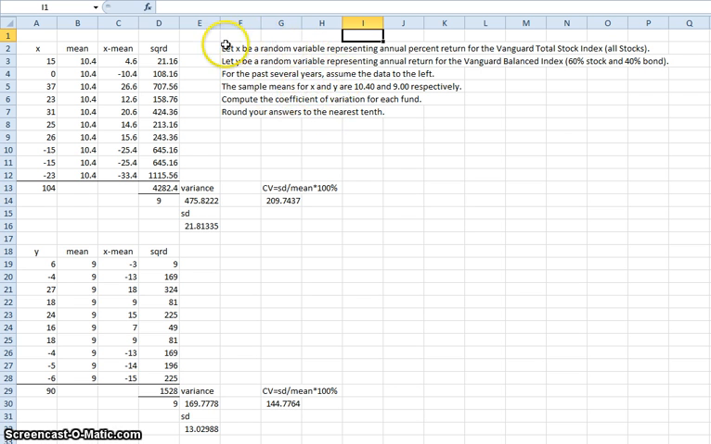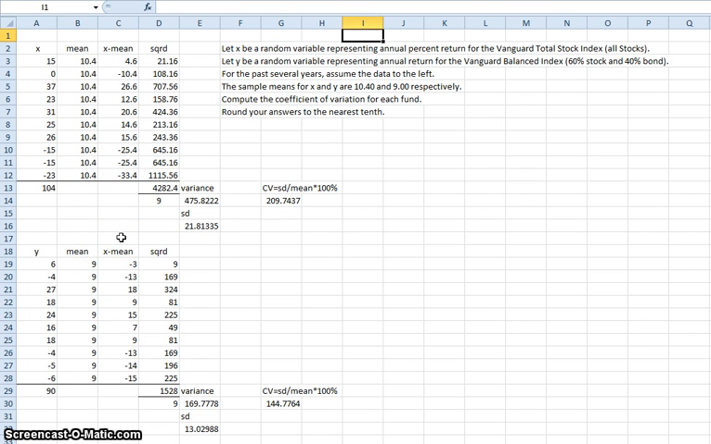This particular problem: let X be a random variable representing the annual percentage return for the Vanguard Total Stock Index for all stocks. That's the X values down here. Let Y be a random variable representing annual return for the Vanguard Balanced Index, 60% stock and 40% bond, which is really irrelevant to the problem. Here are the values for Y. For the past several years, assume the data to the left, and the sample means for X and Y are 10.40 and 9 respectively. Here's the mean for X, and here's the mean for Y.